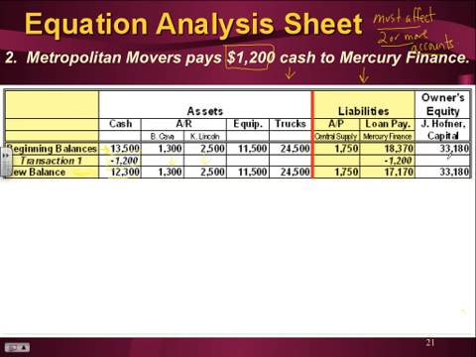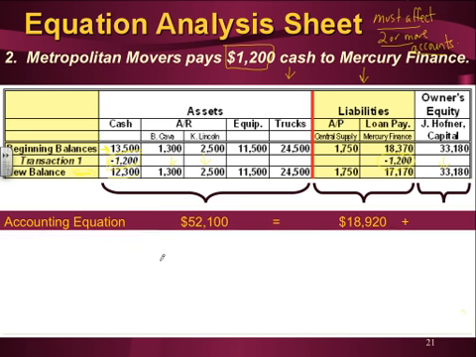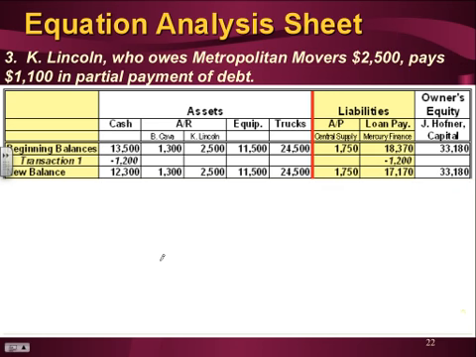Okay, and nothing happens to capital here, so we bring the same amount down. So the only two things that changed here were Mercury Finance and our cash. Our cash went down and our loan to them went down. If you were to do the fundamental accounting equation now, guess what? It still balances. Every single time it should.